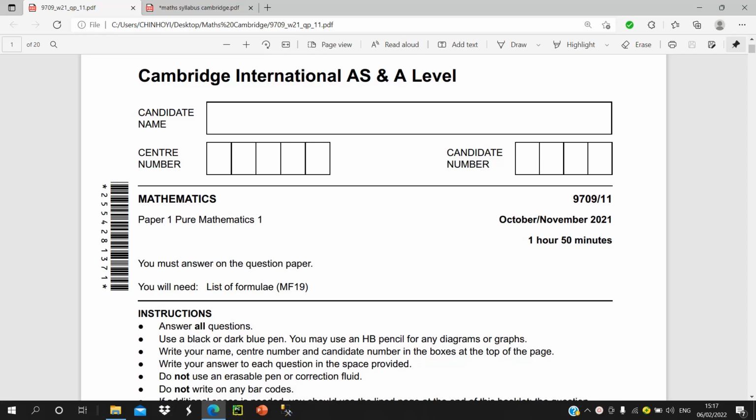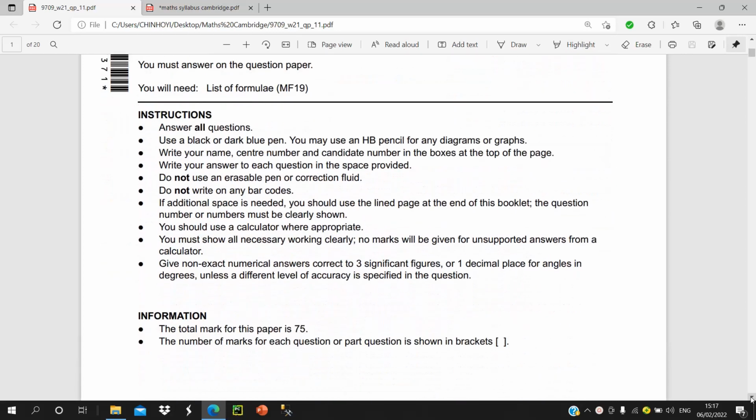Right, we are going to look at Paper 1 Mathematics AS Level, whereby we want to revise the Paper 1 Component 1 for the November-October 2021 session. The duration of the paper is 1 hour 50 minutes, and the paper is out of 75 marks.